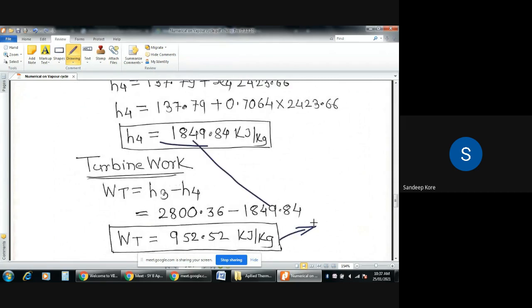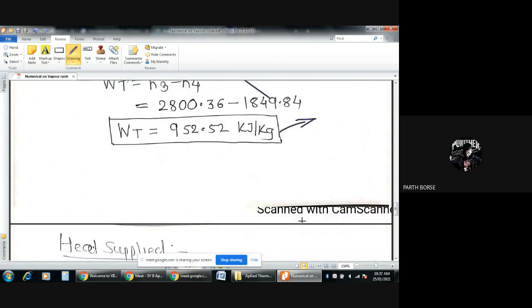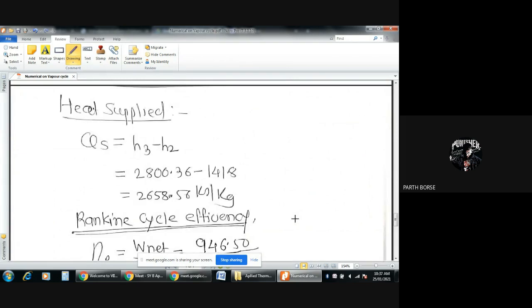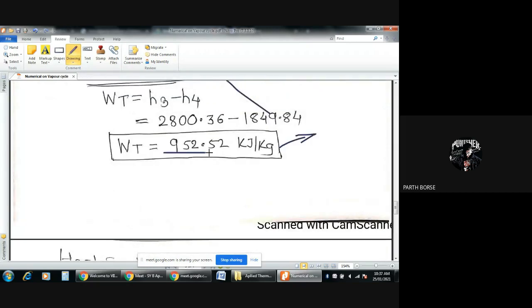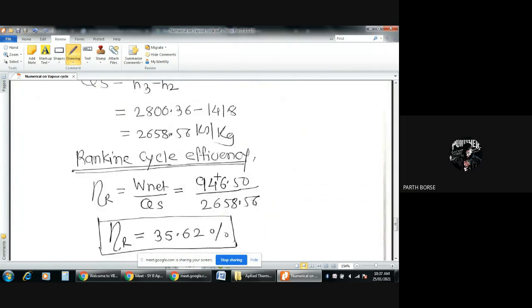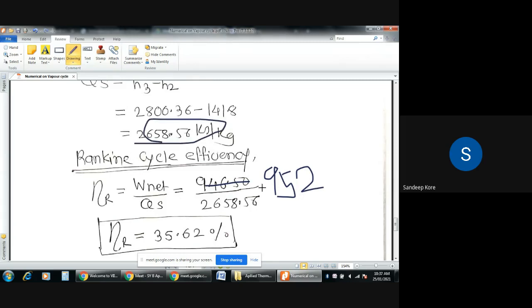Yes, Parth. What we want to say is, below where we use the net work, it should be the same value, right? 952.5. But here it's 946.50. So is it a mistake or is there a reason? Turbine work is 952. It is a writing mistake. And this heat supply is 956 instead of 946; it is 952.